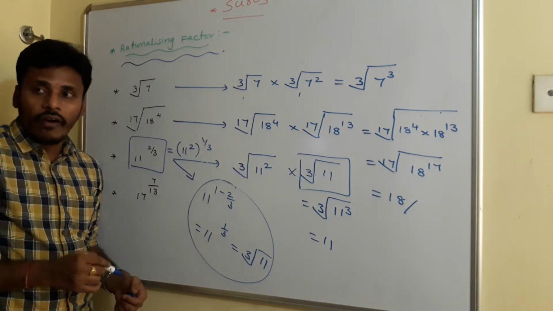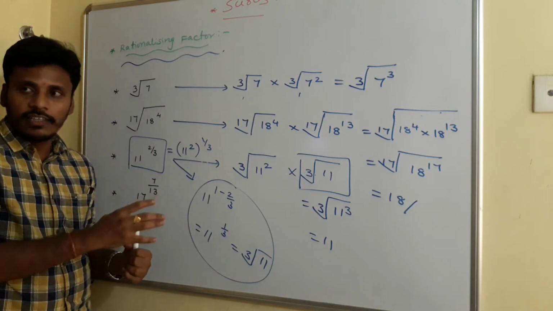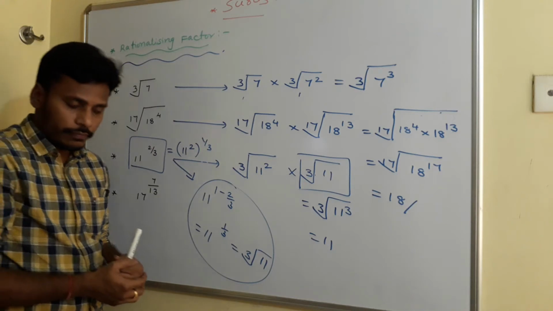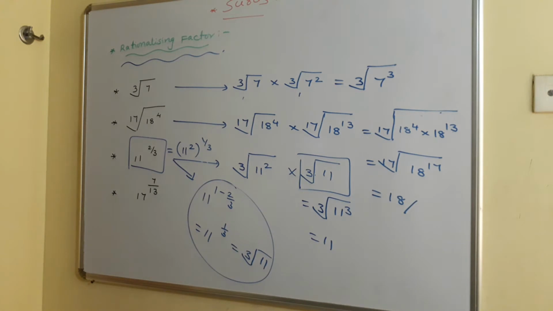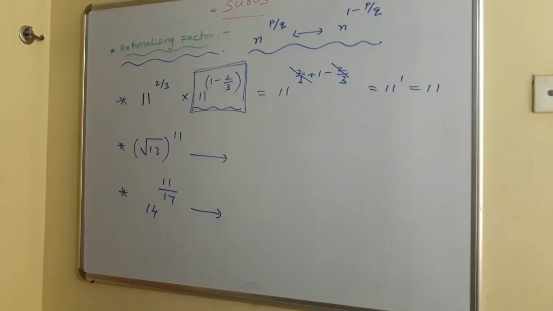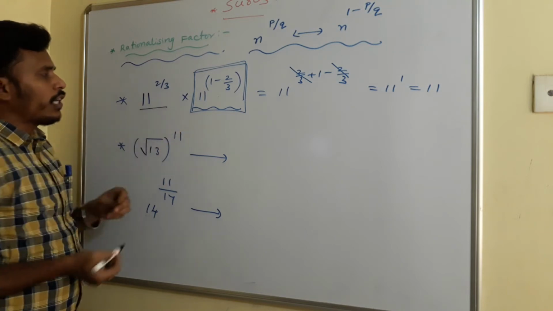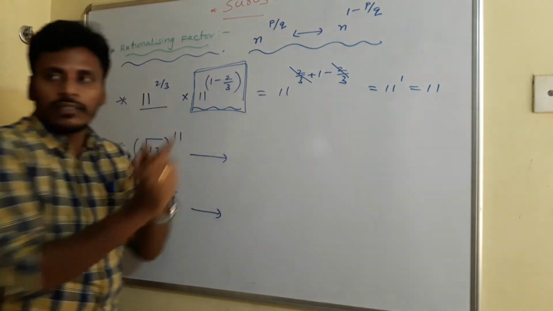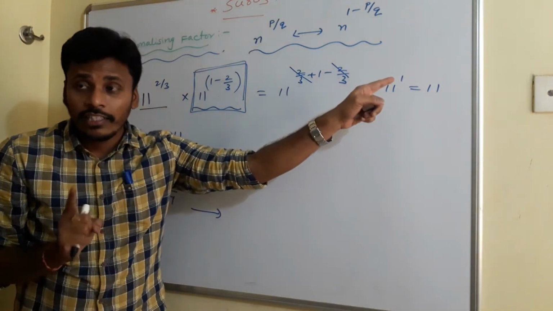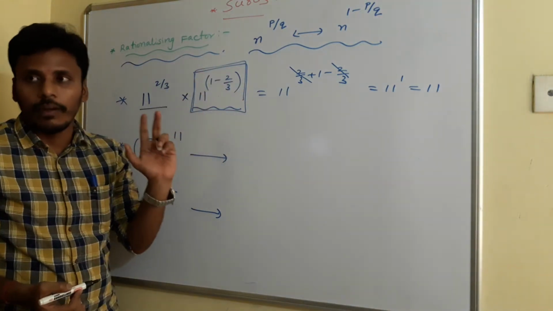Some of you are raising your hands and I will solve your doubts. Just look here once. Rationalizing factors, we did 3 problems here. See, for 11 power 2 by 3, if I multiply with 11 power 1 minus 2 by 3, the product will become 11 power 1 and that answer is 11. Answer is 11, but the rationalizing factor is not 11. The rationalizing factor is this 11 power 1 minus 2 by 3, that is 11 power 1 by 3.